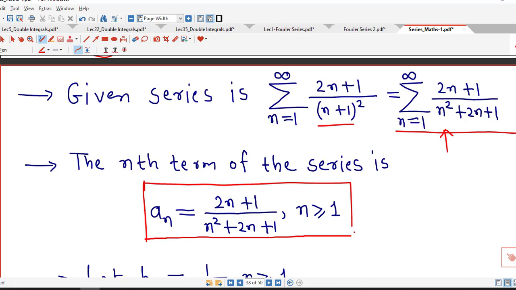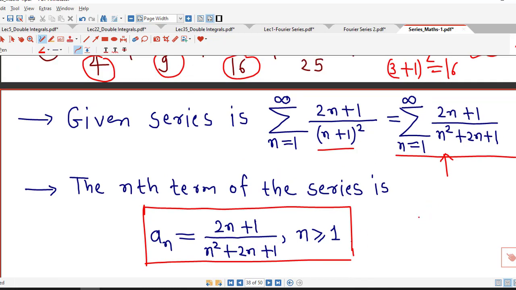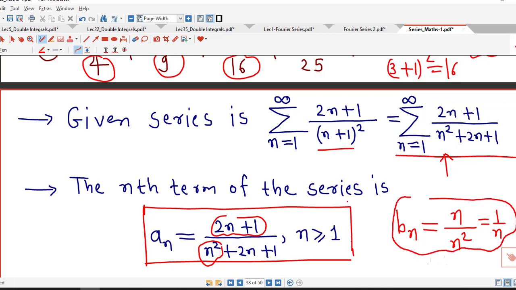Now if we want to apply limit comparison to this type of series, in which we have only powers of n, that is, in the numerator we have a polynomial function in n, and in the denominator we have another polynomial in n. So if the nth term is a division of polynomials in variable n, then to select our series Bn, we find out the highest powers of n in the numerator and denominator. In the numerator, the highest power of n is 1, so here we consider n, and in the denominator the highest power of n is 2, so here we consider n square. So this is 1 by n. So we will select Bn equal to 1 by n.